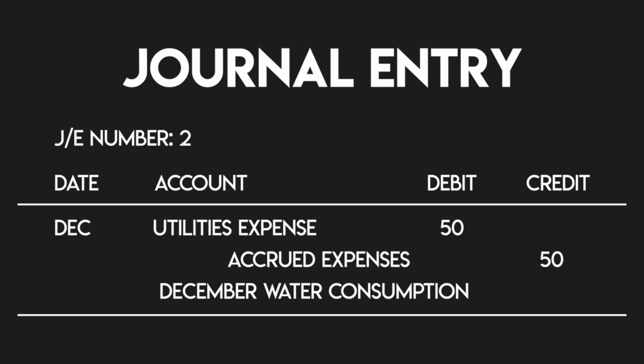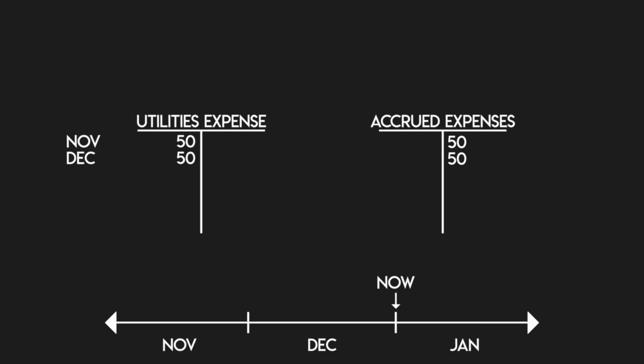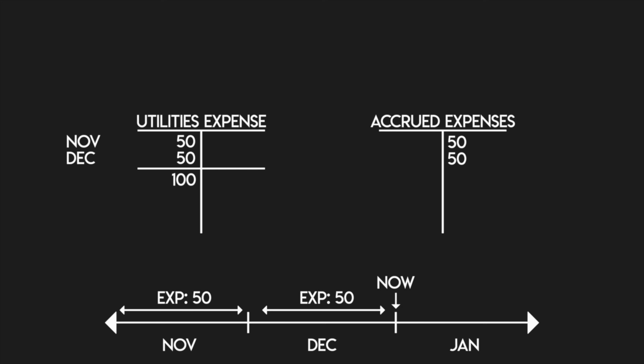Why? Because we estimated that water costs us roughly $50 per month. So we need to recognize another $50 of utility expenses in December. And on the flip side, we need to increase our accrued expenses in the balance sheet by another $50. And how does this impact our books? Like this. Our utility expenses now come to $100, $50 of which was expensed in November and another $50 in December. In our balance sheet, we are now carrying accrued expenses of $100.